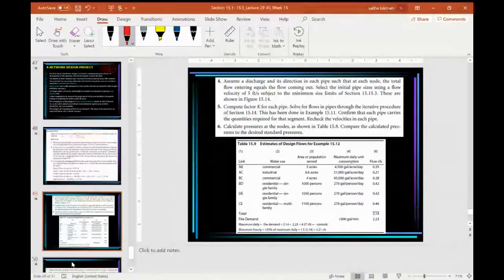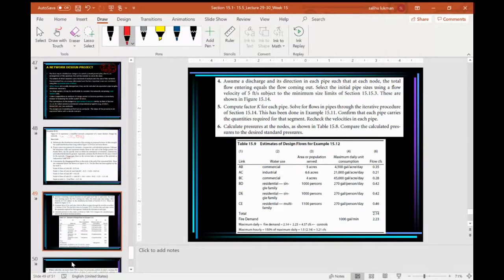Now, you now assume a discharge such that at each node, the total flow entering equals the flow coming out because of continuity, isn't it? There is no mass accumulation. So the mass flow rate is the same. Hence, the flow rate is the same. Okay, inflow is equal to outflow.